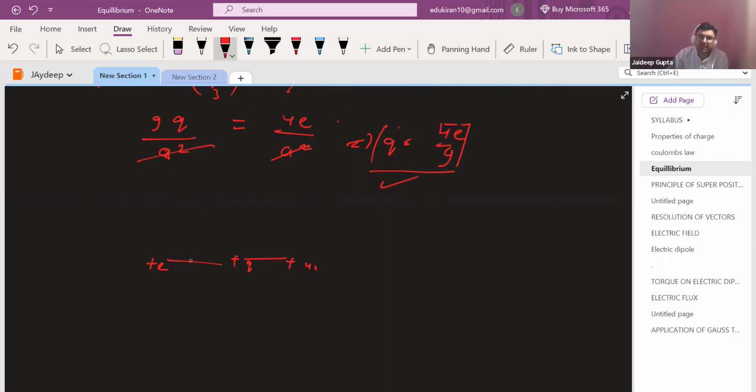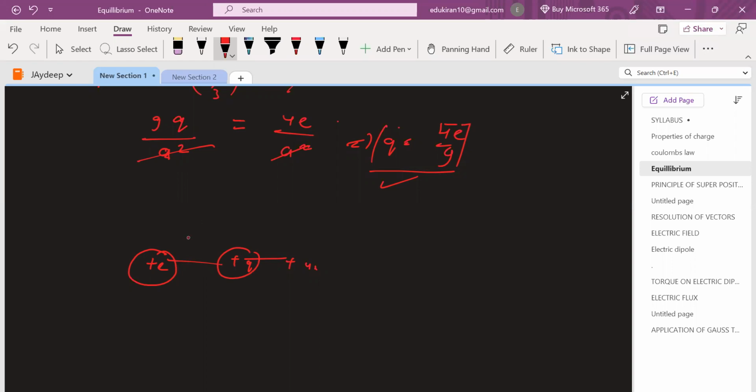Now, the question is saying the entire system is in equilibrium. Means if I calculate the force on any of the charges due to the rest of the two charges, the force will come out to be 0. So target this charge. Now, if I have to calculate the net force on this charge, Iram, just let me know one thing. What is the direction of the force due to plus Q on E? Towards right or left? Towards left.